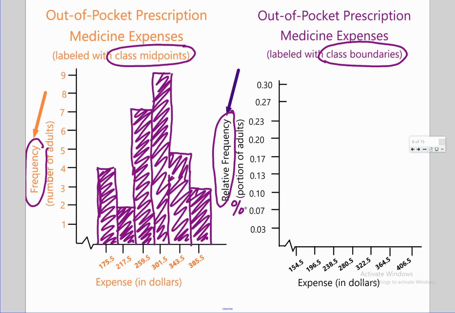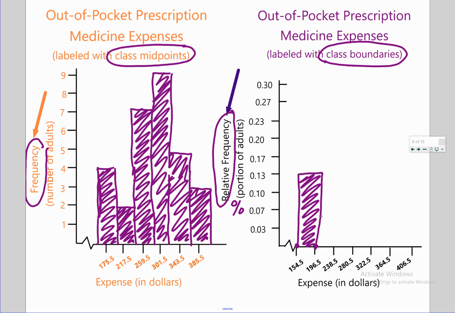Because I'm labeling with class boundaries, where you see the tick marks is going to be where your bar starts and stops. The tick marks now won't be in the middle of the bar, they'll be on either side of the bar. And then instead of going to a height of 4 for the frequency, I'm going to use the relative frequency, which what did we find for the relative frequency for that first class? 0.13. I'm just going to take that bar up to 0.13. Okay, and it starts and stops where I see those labels on the x-axis.